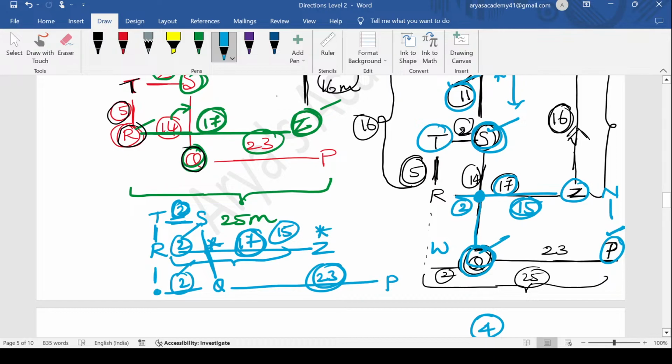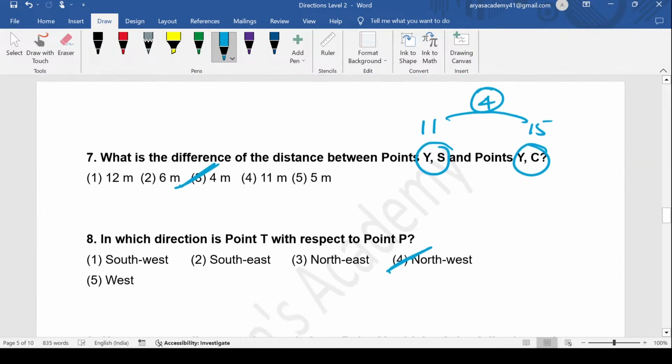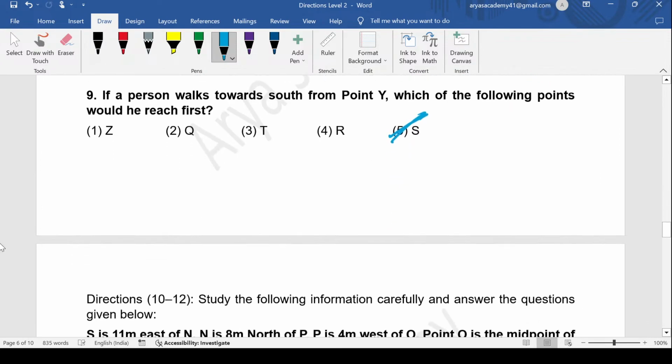So have you got the logic why the correct answer is S rather than Q? Because they are asking about the first point. Of course, Q is also towards the south of Y only, but it is the second point from Y. If you start from Y, you will first reach S and then you will go for Q. So as they are asking the first point, I am telling you the correct answer is S and not Q.